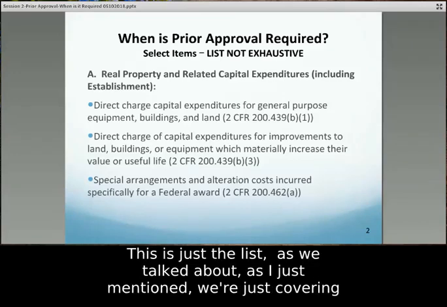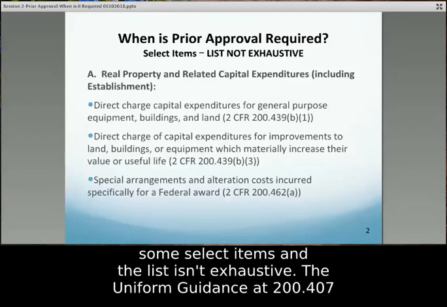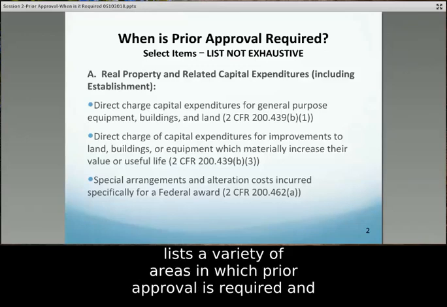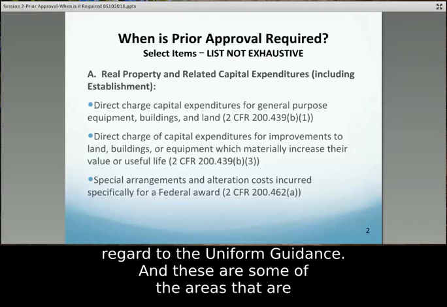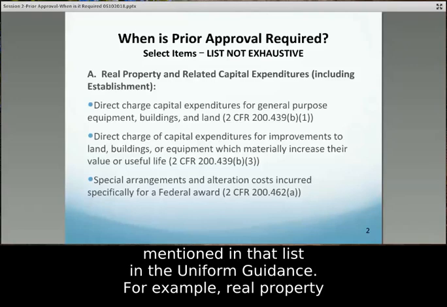This is just a list, as I just mentioned. We're just covering some select items and the list is not exhaustive. The Uniform Guidance at 200.407 lists a variety of areas in which prior approval is required and should always be a grantee's reference in looking for what is required with regard to the Uniform Guidance. And these are some of the areas that are mentioned in that list.